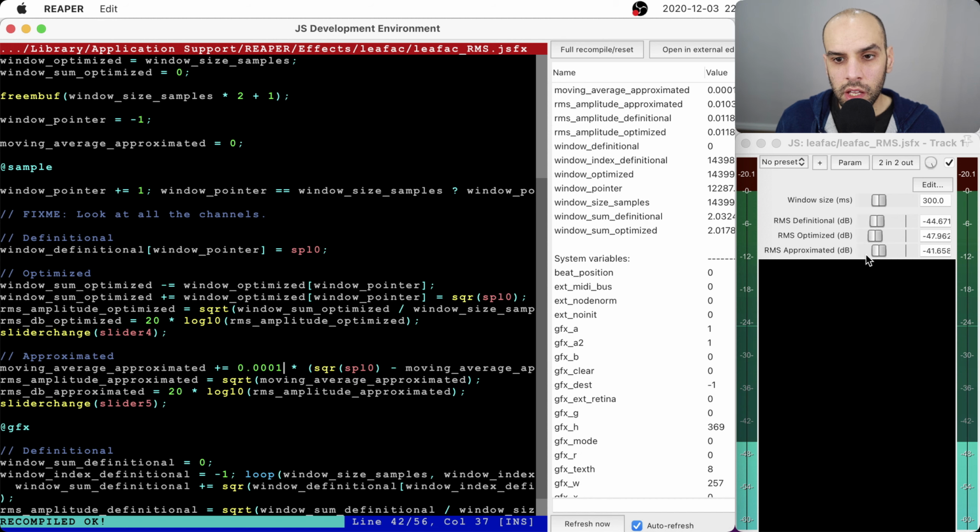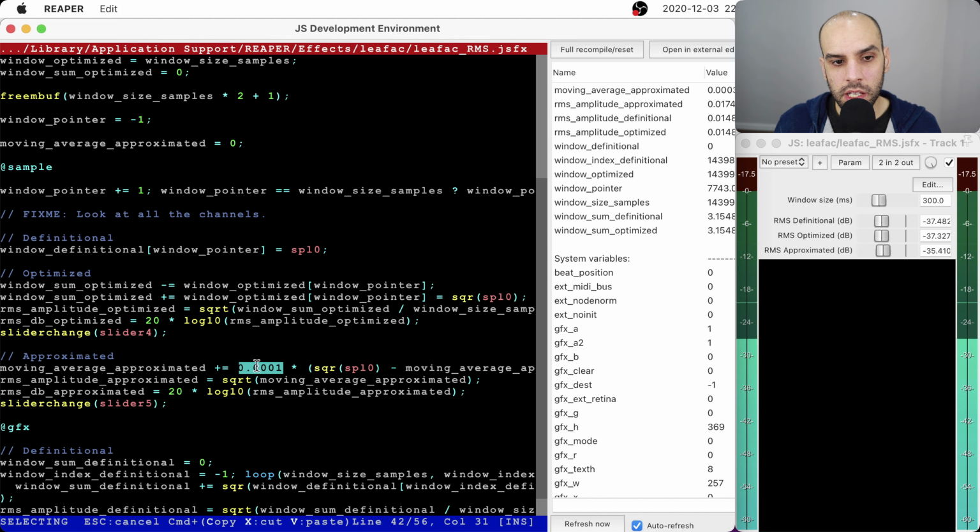As you can see, we are moving toward the RMS. When I speak, it comes up. When I stop speaking, it goes down. It's now just a matter of figuring out what is the right coefficient here. What is the number that I need to put here so that we are computing the RMS for the given window size, or at least we are approximating that window size.